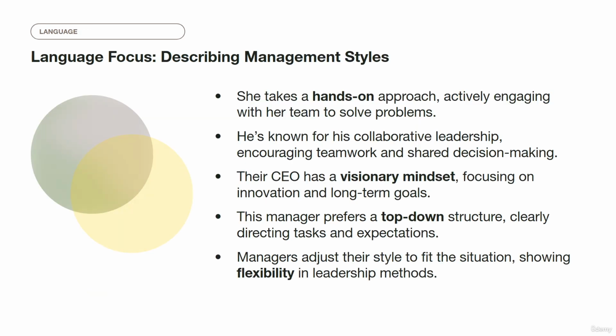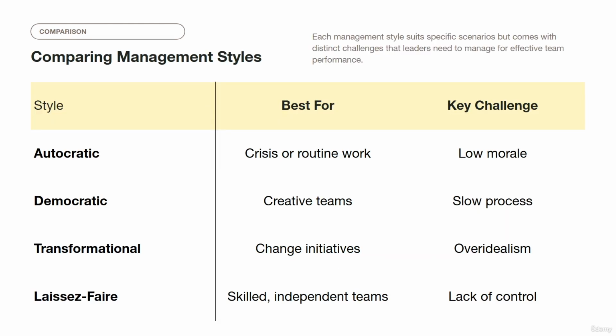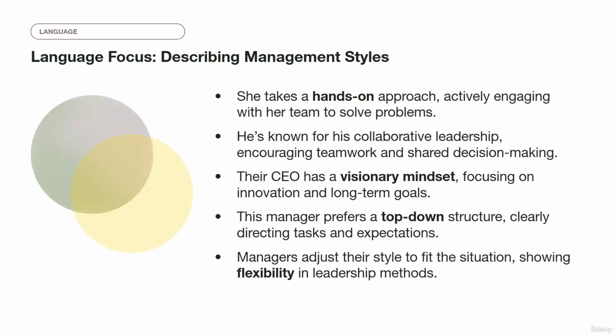So language for describing different management styles. She takes a hands-on approach, actively engaging with her team to solve problems. So that would be probably associated with an autocratic style of manager, someone that takes control of things. He's known for his collaborative leadership, encouraging teamwork and shared decision making, so to associate that with democratic management. Their CEO has a visionary mindset, focusing on innovation and long-term goals, maybe at the expense of the day-to-day realities.